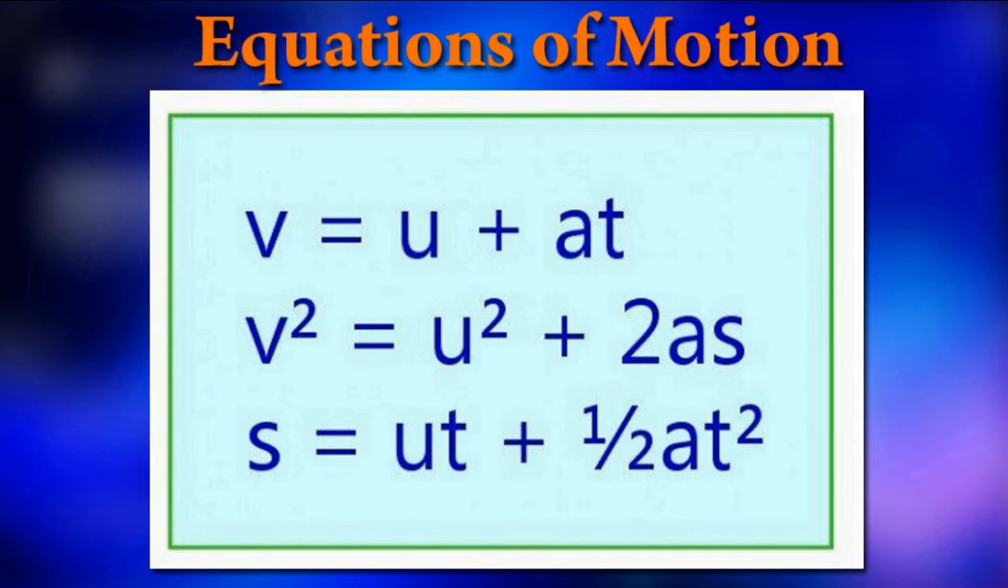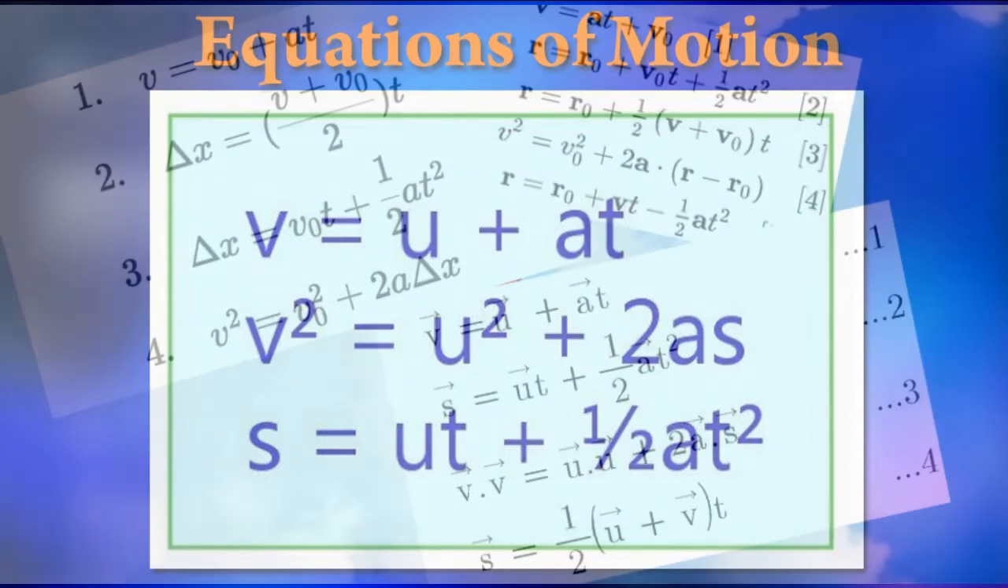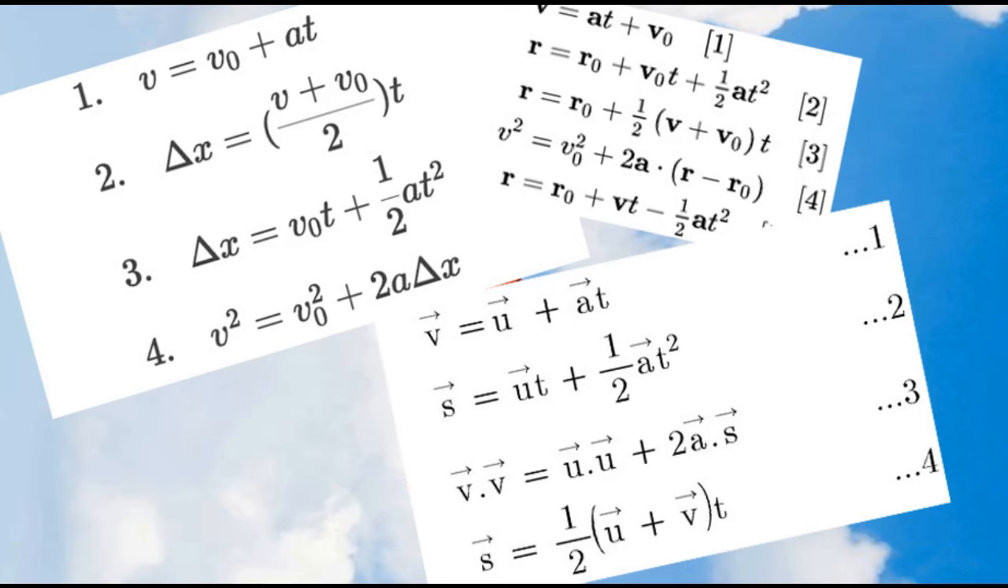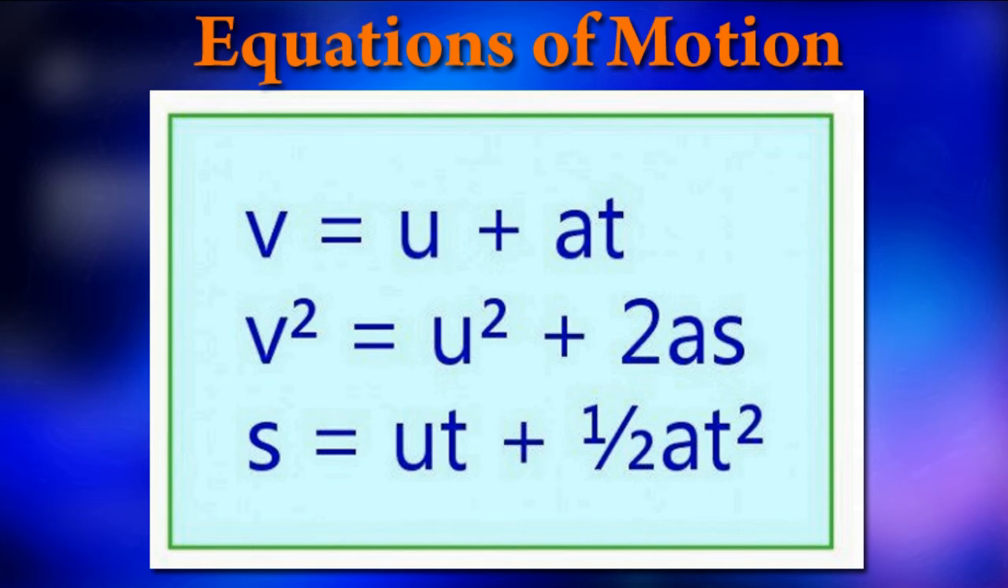Look at these equations. v is equal to u plus at, v square is equal to u square plus 2as, and s is equal to ut plus half at square. In higher classes, we can find different versions of these equations, and also symbols may be different. But for this grade 9, learn these three equations by heart.